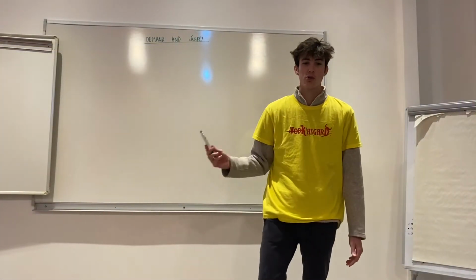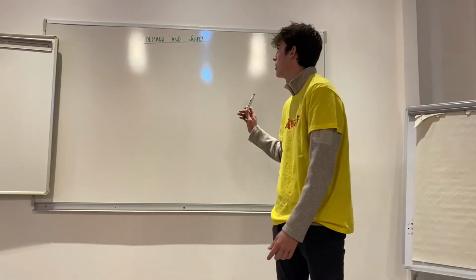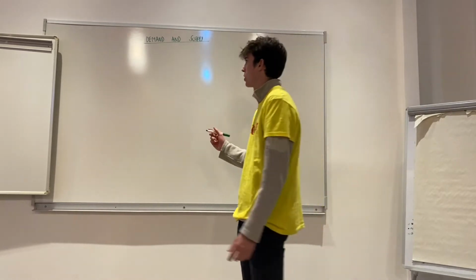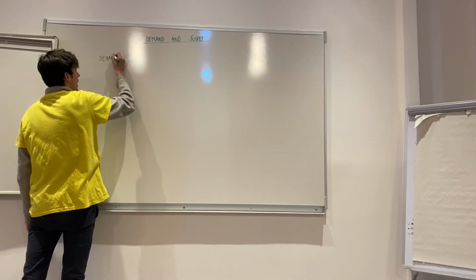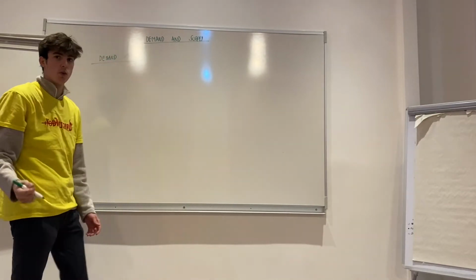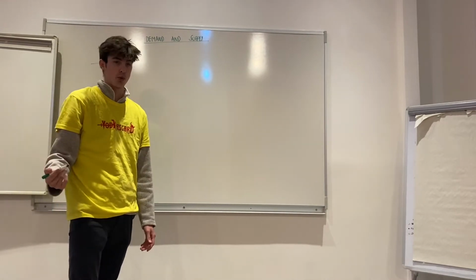Microeconomics video. So today we're going to start with the basics and we're going to talk about demand and supply. So first we're going to start with demand. Demand is basically how much an economy wants a given good at a given price.